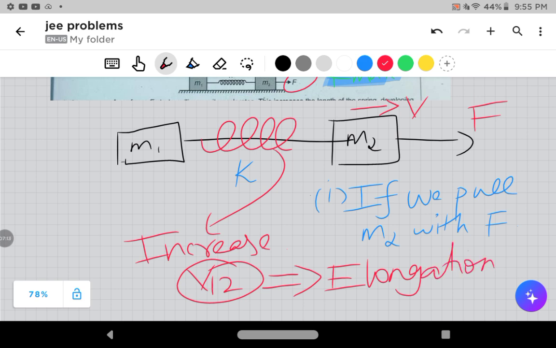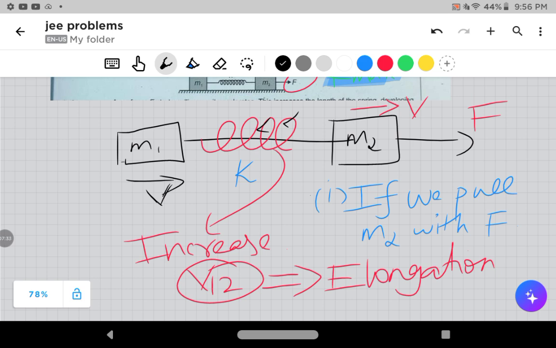Elongation is going to increase because of the restoring force on the spring. The restoring force on the spring makes M1 move in the same direction as M2. Am I right or wrong? See, M1 is still at rest.